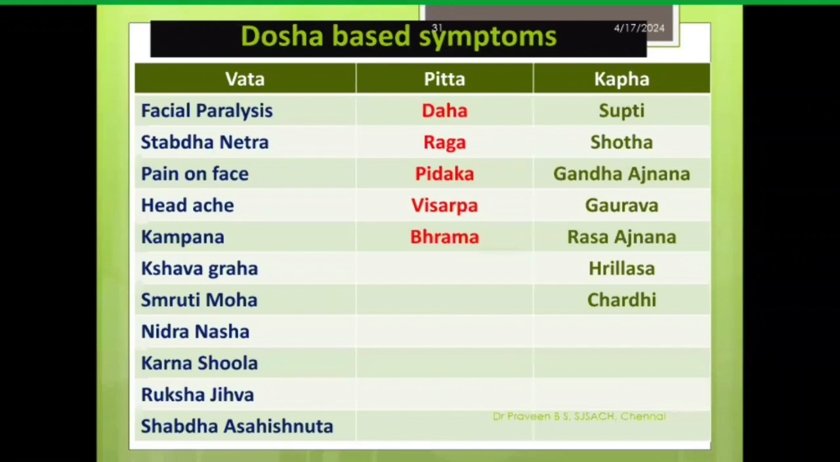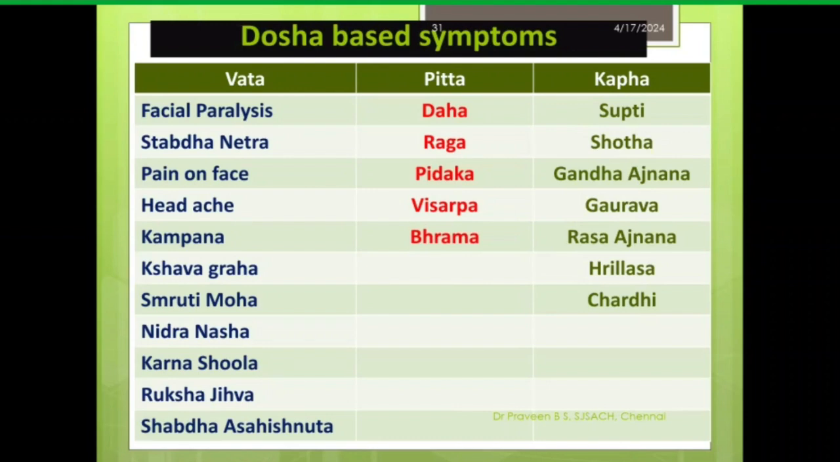understanding that various doshas are involved. Specifically, when the Vata dosha is involved, there is facial paralysis, stabdata of netra, pain in the face, pain in the body also, headache, kampana, Kshavagraha, Smriti Moha, Nidra Nasha, Karnashula, Ruksha Jihva, and Shabda Asahishnuta. So this Shabda Asahishnuta is also there. That is also explained in Ayurveda. It is also seen in case of Ramsay Hunt syndrome in some conditions.